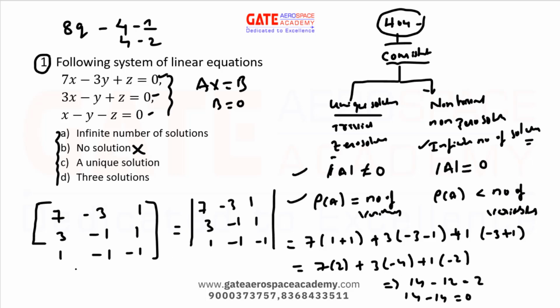So we got the determinant of this matrix equal to 0. From this, we can directly say that the answer for this particular question is infinite number of solutions, so this option is correct. We will cross verify with the second method also, by finding the rank of the given system of linear equations. Now let's do that.